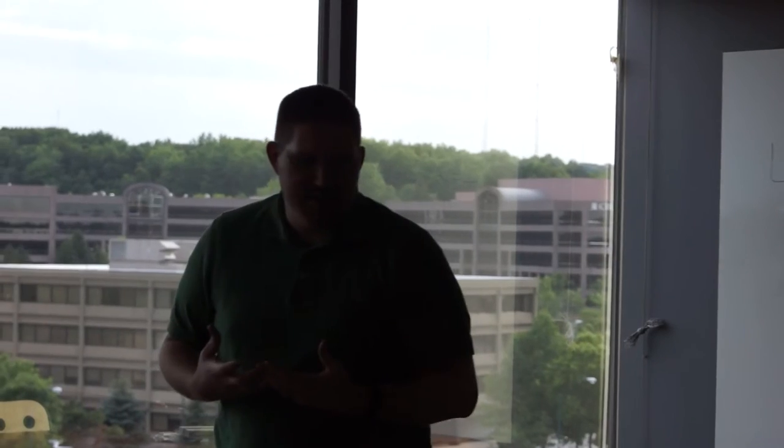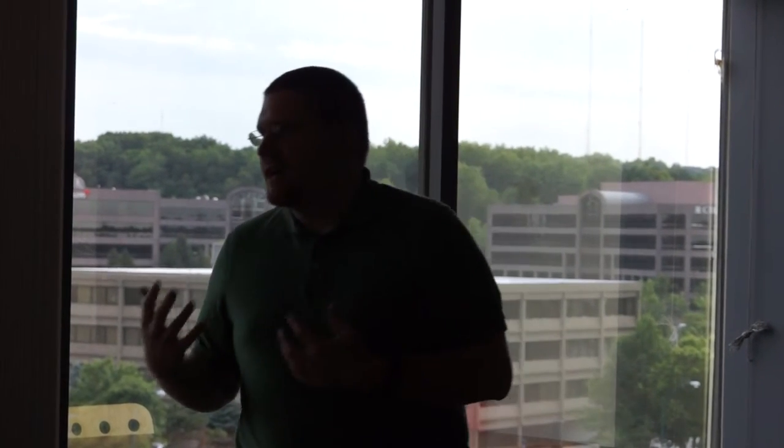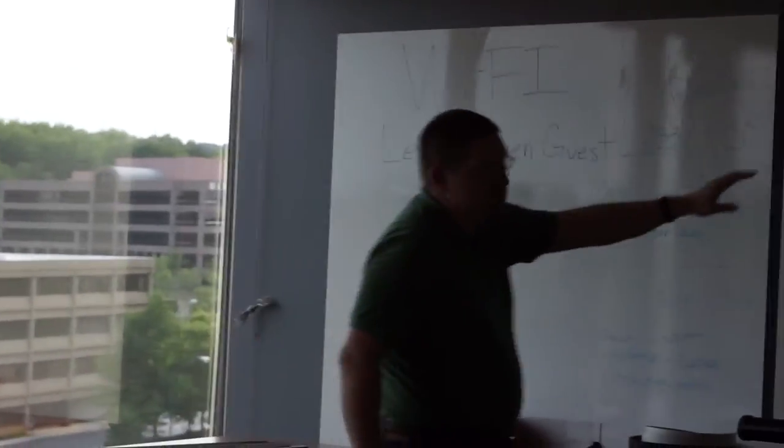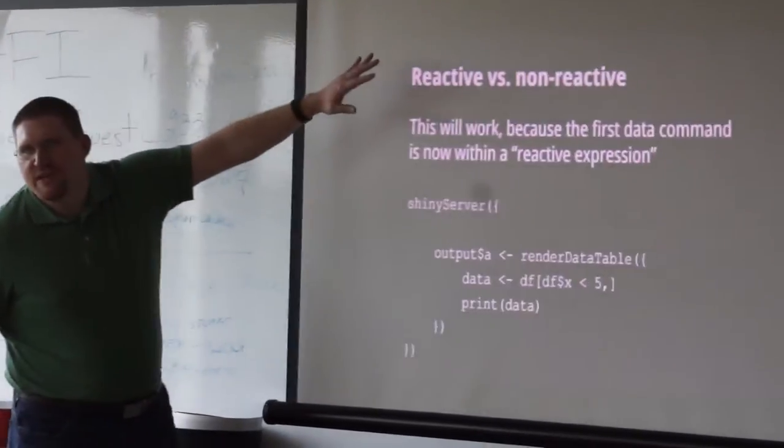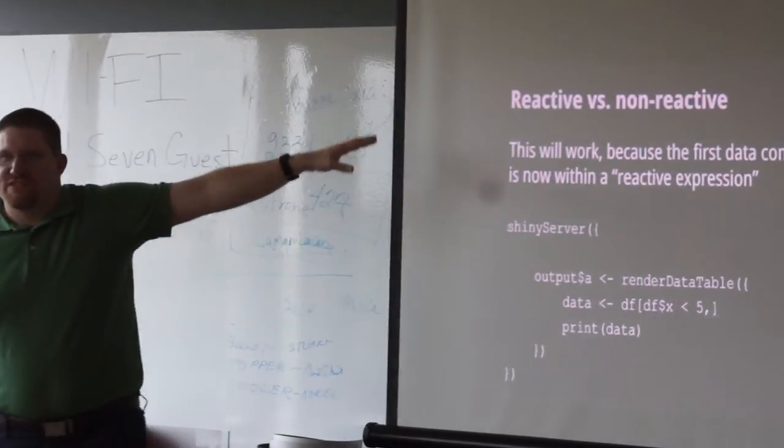So the thing that is important to remember is that every time the inputs change, the outputs get recalculated. So if you have static calculations that take time, don't put them inside render anything. Because every time the inputs change, it'll run everything that's inside that. So if you have, say, static subsetting that takes 30 seconds to run, just run it once, completely outside of the Shiny server function. Put it up here in your code. Because then it'll just run when the application starts.